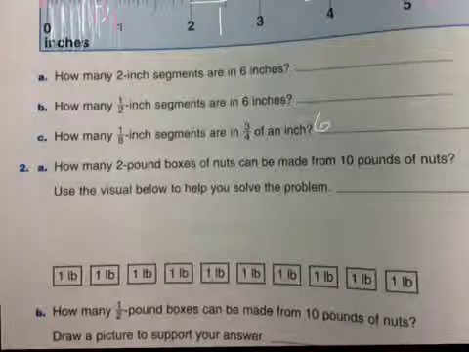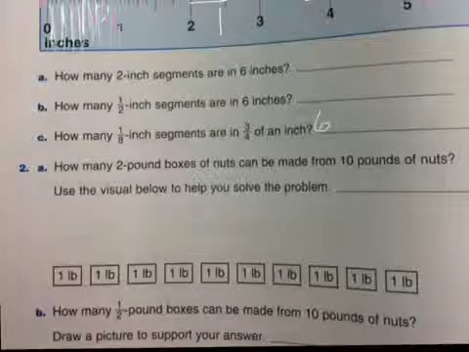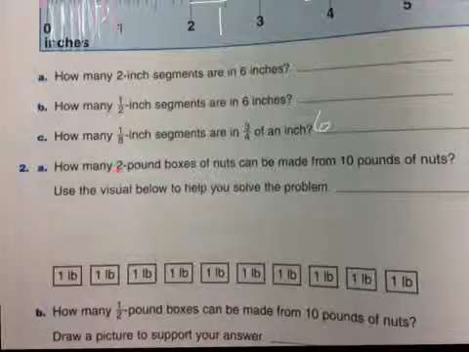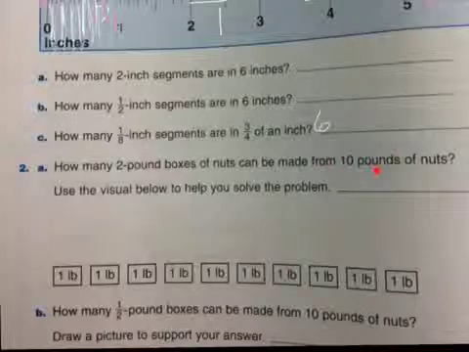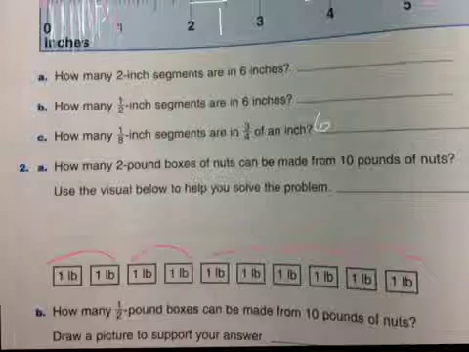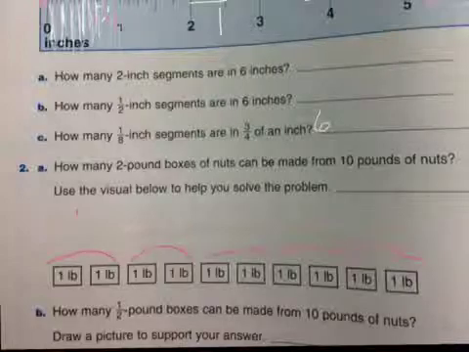Question 2. How many 2-pound boxes of nuts can be made from 10 pounds of nuts? Well, what it's asking is how many 2's are in 10, right? So it's 10 divided by 2. If you need to use the visual, well, we have it here. 1, 2, 3, 4, and 5. Go ahead and write your number sentence and your answer. Remember to use a therefore statement.